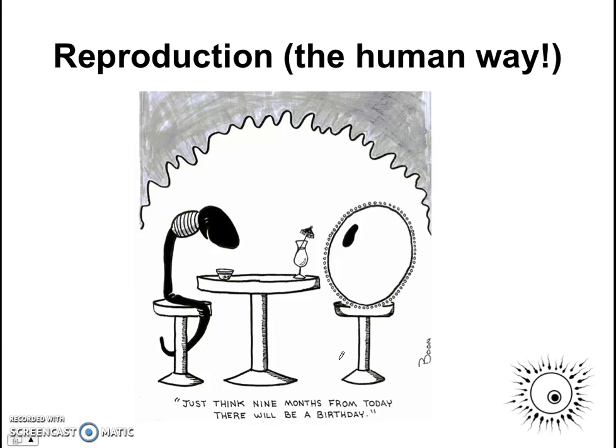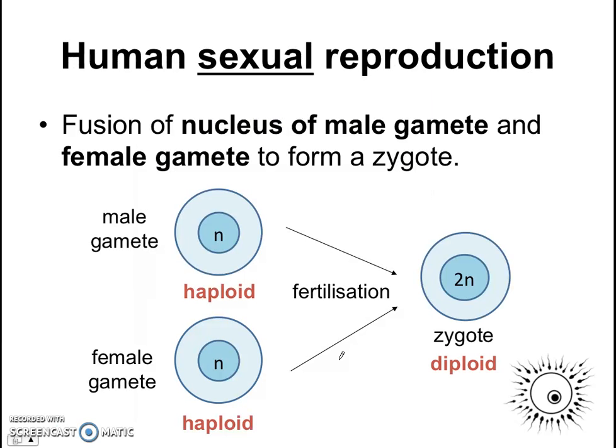So, to begin with, human reproduction is sexual in nature. Alright, it's not asexual reproduction. Human reproduction is sexual, and that's what makes it exciting. And because it's sexual reproduction, it involves the fusion of a male gamete and a female gamete.